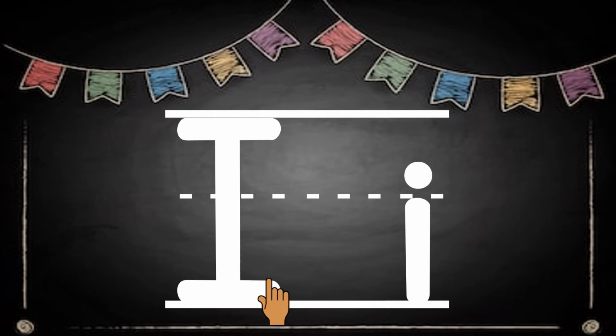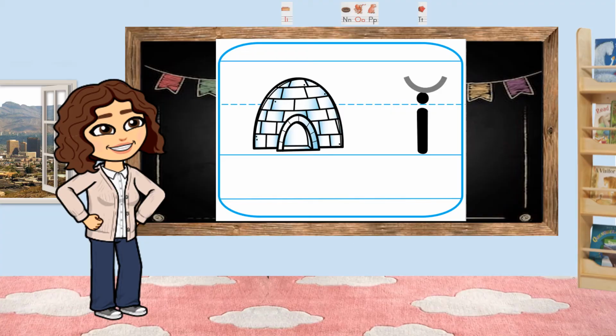Now we're going to go over to lowercase I. We're going to go to the top of our midline and we're going to go straight down. Then we need to go back and we need to put on a dot. Great job, boys and girls.